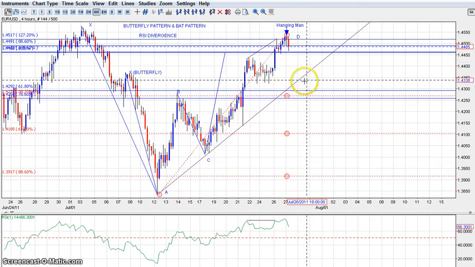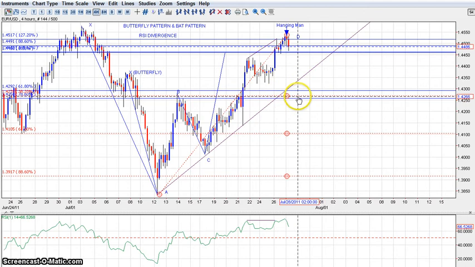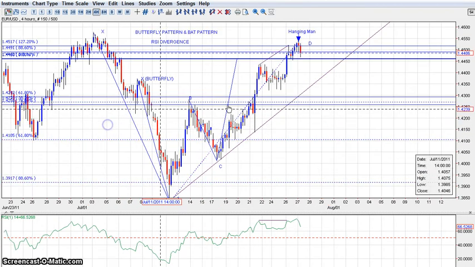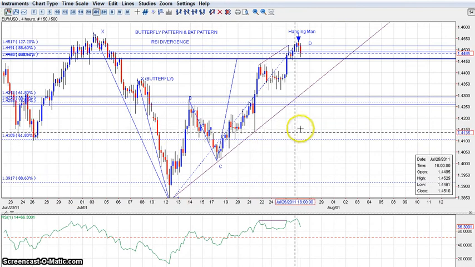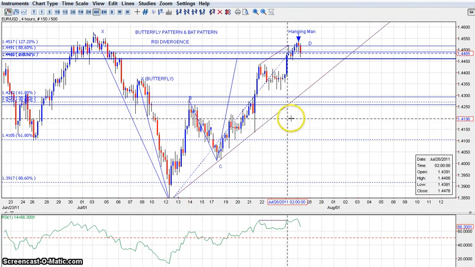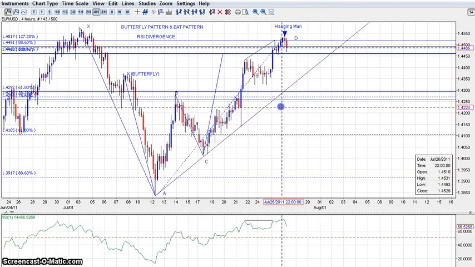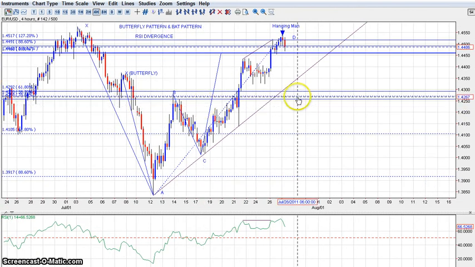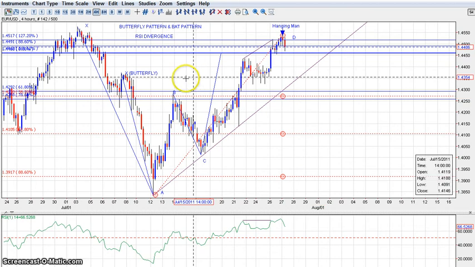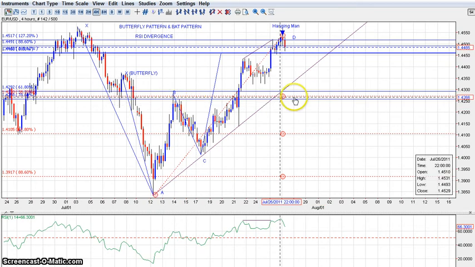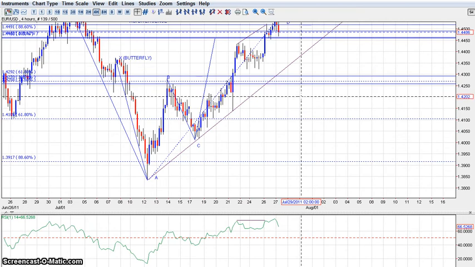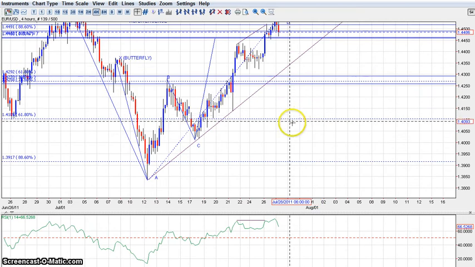So if price closes below this, then the next target will be the 38.6 retracement of the AD leg, which is at 1.4270. Sorry, I'll just mark it right there. If price closes below this line, then the next target is here, which is just around this point B, which is 1.4270. And if price continues downward, then the next one is 1.4105.